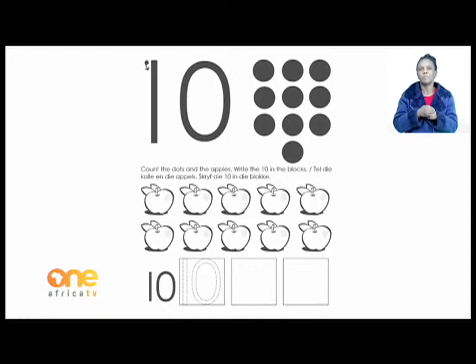So what you are going to do is you are going to write the number 10 in the boxes. You can see that they've already tried to help you in the first box. And remember, when you're making your number 10, you need to leave a little bit of space between the number 1 and the number 0. After that, you are free to color the apples in different colors as many times as you'd like. Enjoy yourselves, my children.